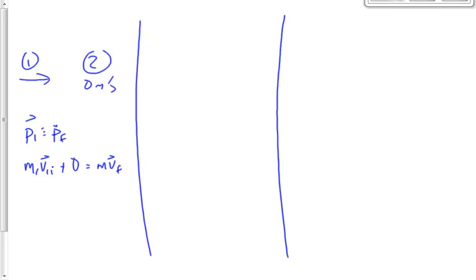If they didn't stick together, then we just have two terms afterwards, right? M1 V1F plus M2 V2F. Right? Good? Right, we're good with that. We've been working on that for a week now, and we're good with that problem.